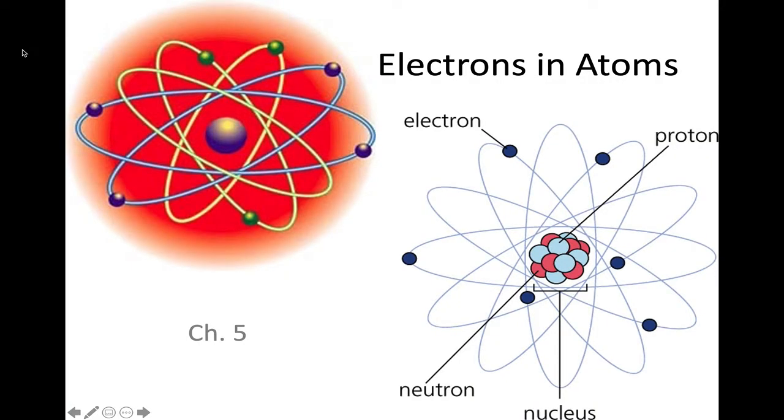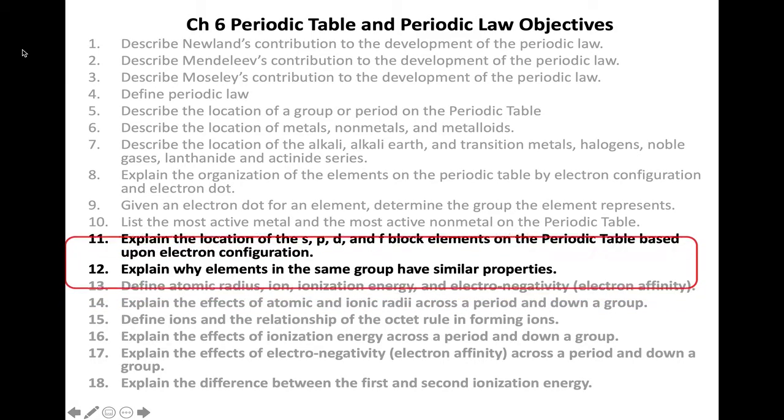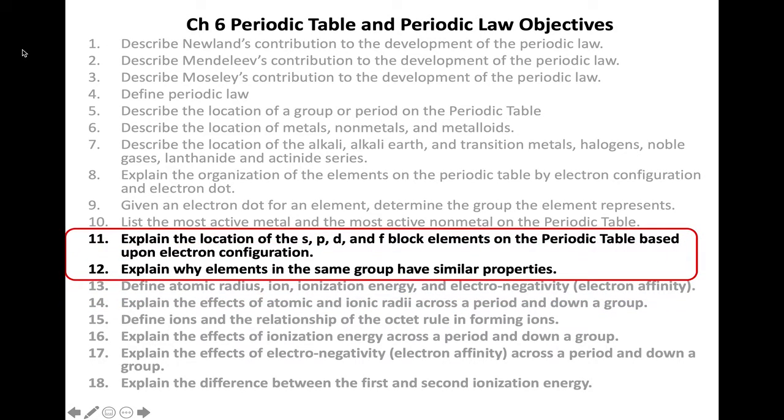Okay, for this section 5.5, I'm going to do a little bit of review of what we covered before our break and set us up for the last two parts, ionization energy and electronegativity. Going back, we were explaining the location of the S, P, D, and F block elements on the periodic table based upon electron configuration in these suborbitals, and we explained why elements in the same group have similar properties.